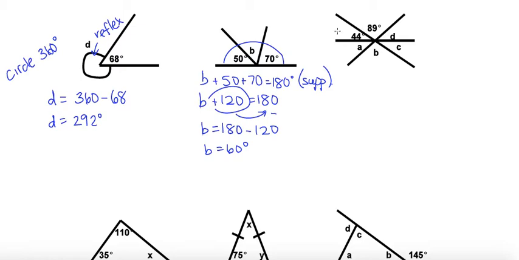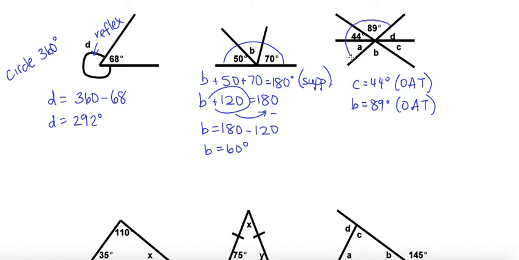Let's take a look at the next one. Right across from 44 is angle C. So C is equal to 44 degrees. That's our opposite angle theorem. B is 89 degrees. That's also the opposite angle theorem. And now we have to solve for either A or D. You can either use the horizontal straight line, or you can use the diagonal straight line to solve for A.